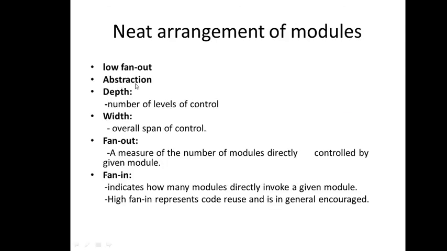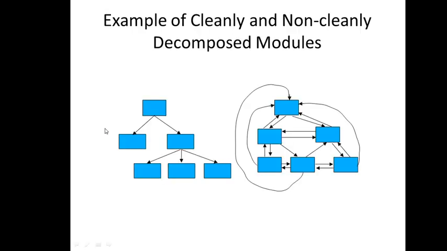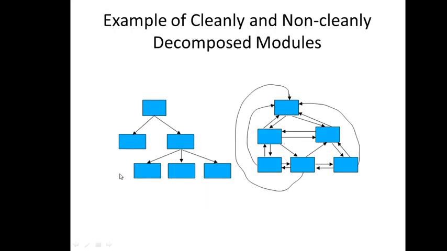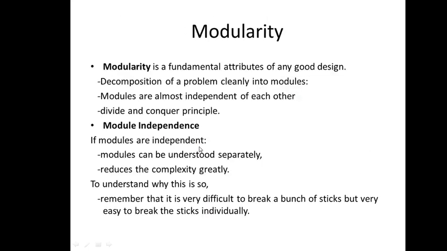What is abstraction? Abstraction means the modules must be arranged in layers to have a neat arrangement, like we have seen in the example. Layer 1, layer 2, layer 3. Depth is the number of levels of control. That means the number of levels that need to be achieved. Width is the overall span of control. That means how many modules one module is controlling.